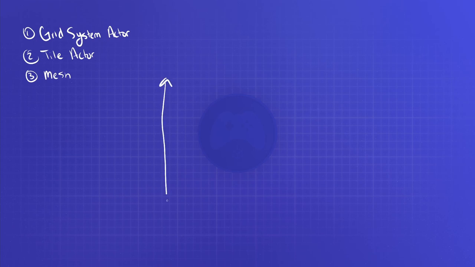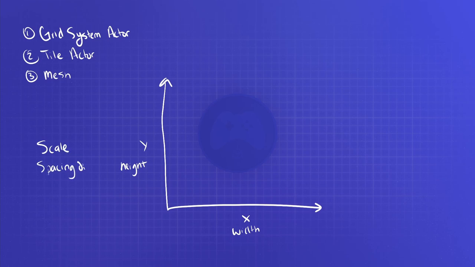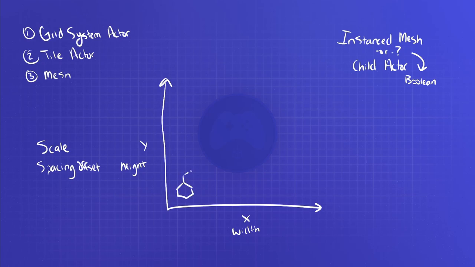The grid itself will be based on an X and Y coordinate system and customizable to any height or width. We also want to be able to change the scale of the map and add a spacing offset between tiles if we want. I also want to be able to decide whether the map uses instanced meshes or individual child actors for more flexibility later on, so we'll need a Boolean variable for that. Finally, we are aiming for a hexagonal grid, but I want to be able to swap out the mesh if needed later on.